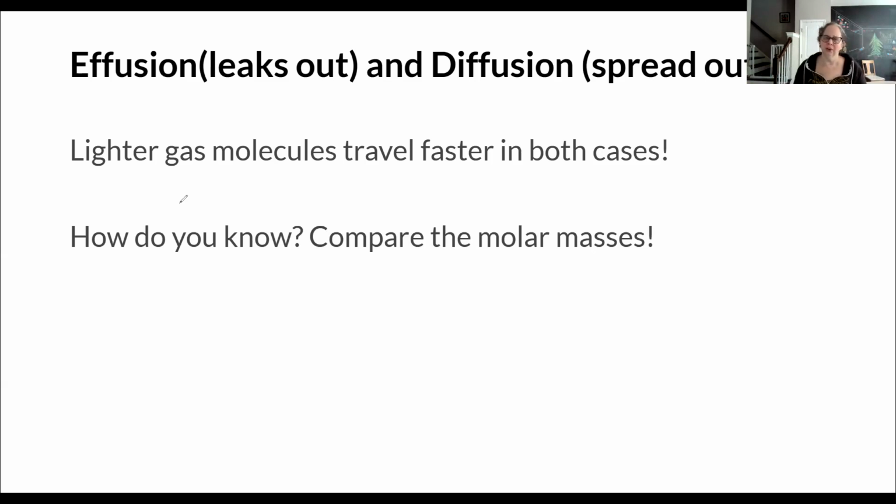So how do you know which one's going to travel faster? Compare the molar mass. Lower molar mass, it's going to travel faster. Higher molar mass, it's going to travel slower.